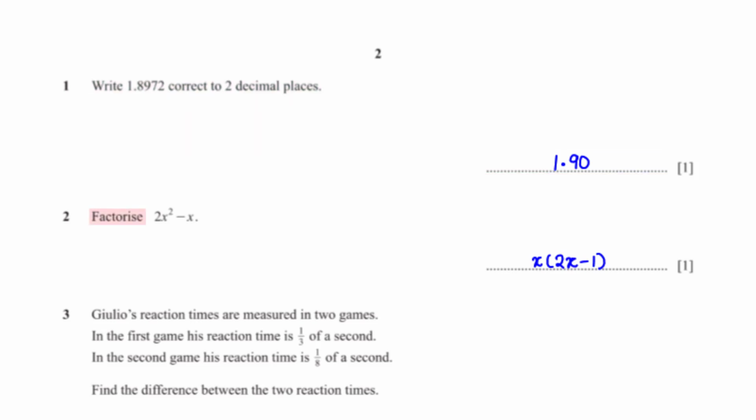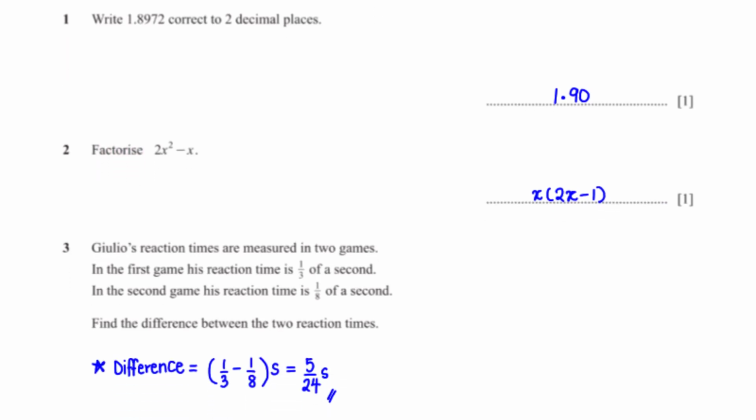Factorize 2x squared minus x. The common factor is x. When we factor x out, we need to multiply x by 2x to get 2x squared, and we need to multiply x by -1 to get -x.